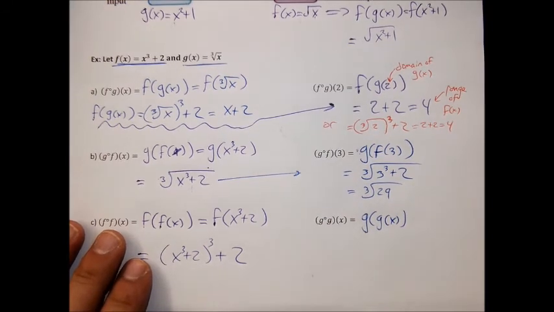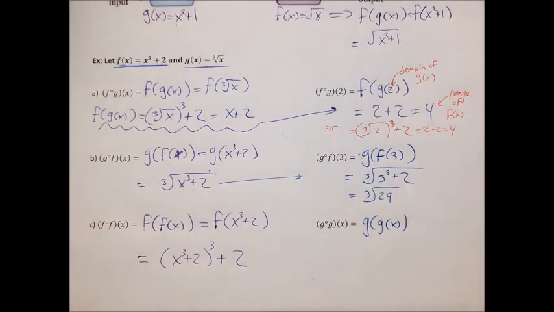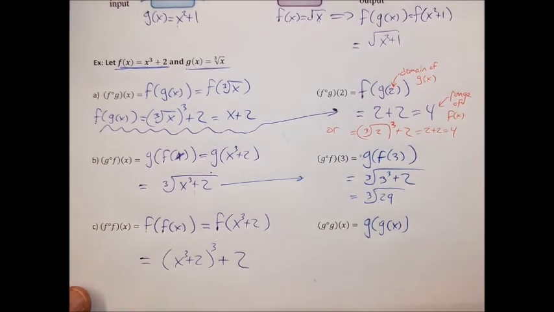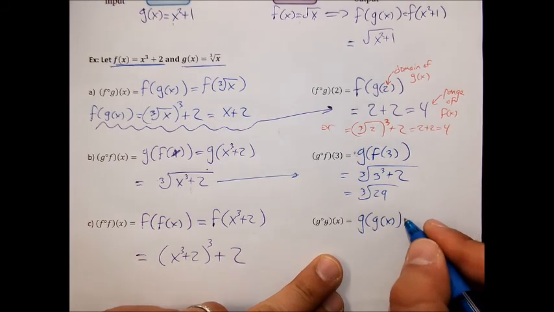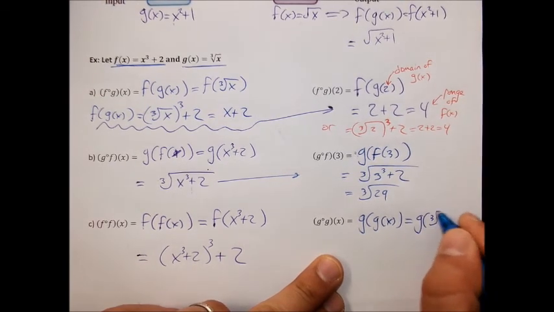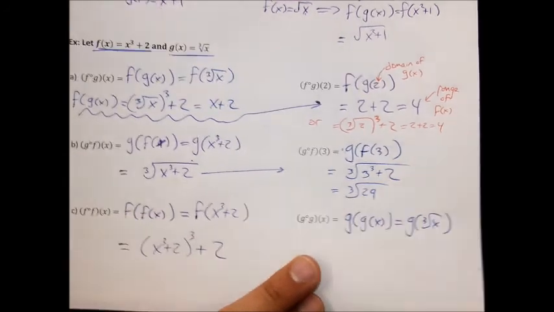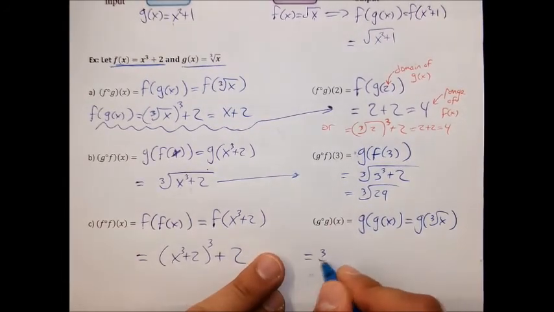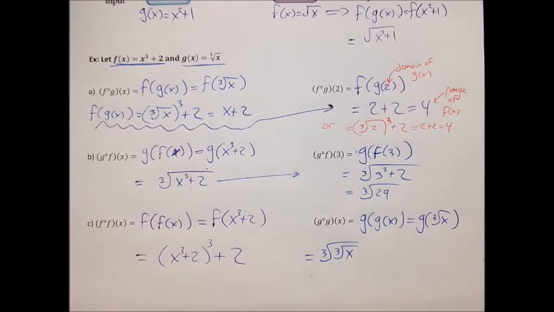Is that one okay? About this one? This one's good. A lot of people had questions about this, and you're thinking about it right, so that's really great. So g of g means take the cube root of x and plug it into the cube root of x. And so that's going to look like the cube root of the cube root of x. And so, yeah, go ahead.